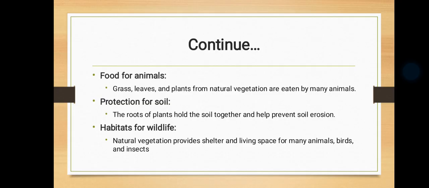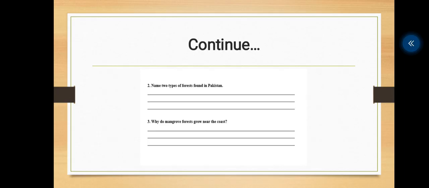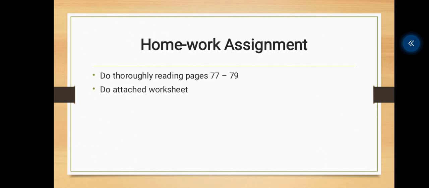I hope, class, that you got all the points. Related to this topic, natural vegetation of Pakistan, you have the worksheet. You need to read it thoroughly. For that worksheet, you need to attempt it, or read pages 77 and 79 thoroughly.